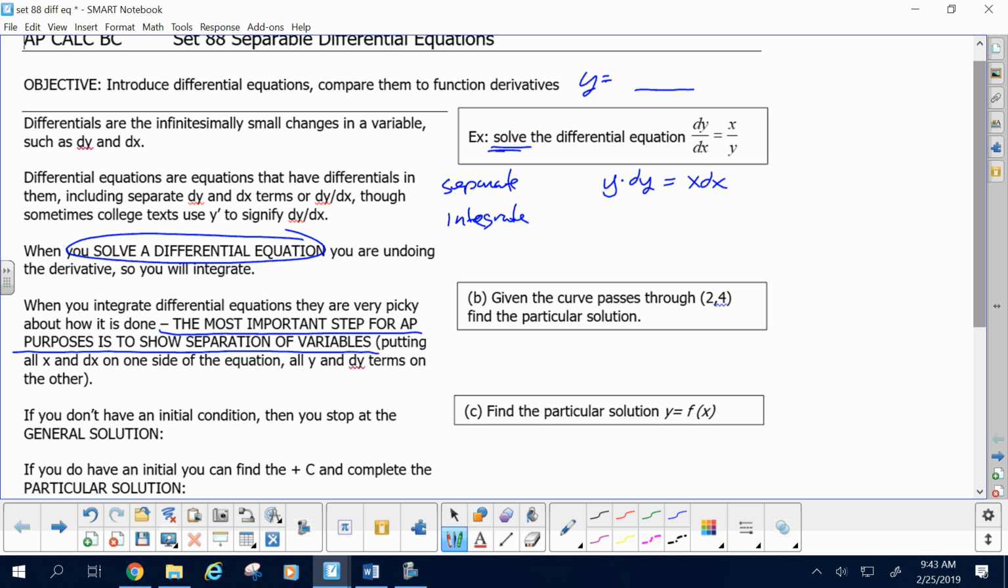When you integrate y dy, then in essence that means you're integrating y with respect to y. What's the antiderivative of y? Y squared over 2, or 1/2 y squared. Either one's fine. Okay? When you integrate x, it's x squared over 2. Now here's the other thing. What about the constant? Would you write yourself a note? Constant only on one side.